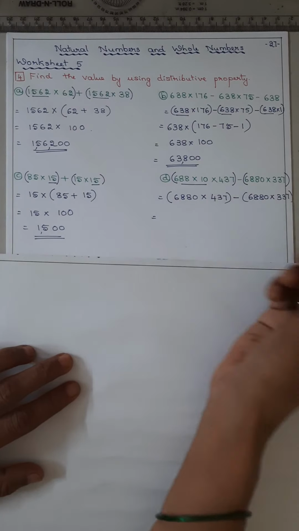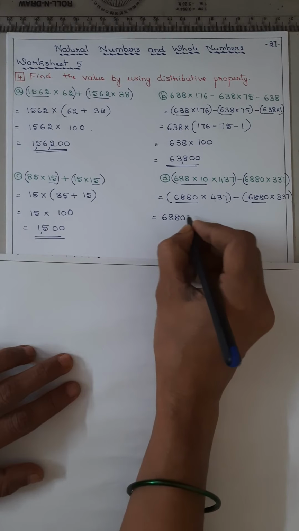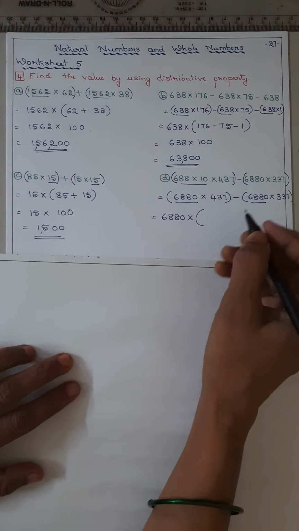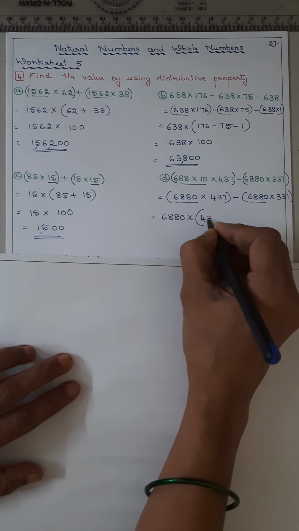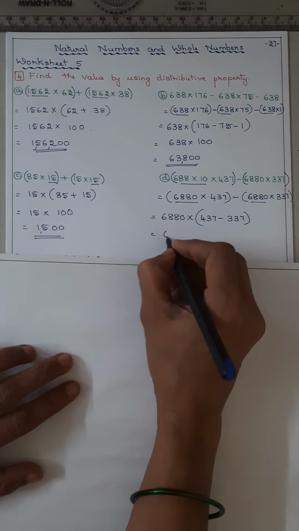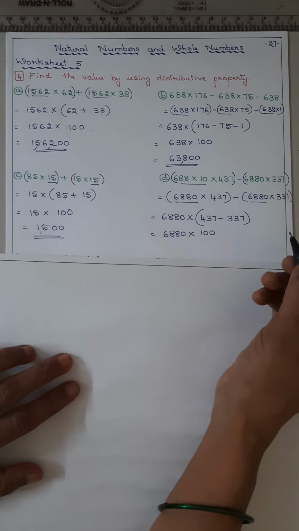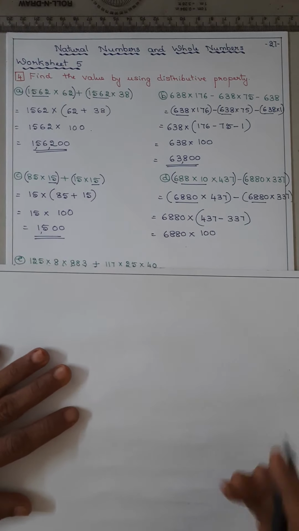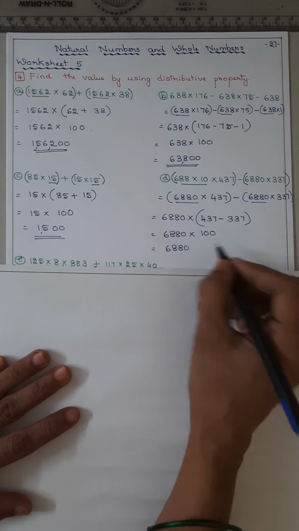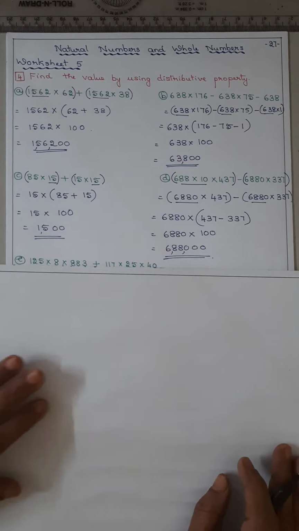Okay. Now in this 6880 is common. Take it out. Put multiplication sign, then bracket. What is remaining? 437 minus 337. So here it will be 6880 into 100. 437 minus 337 is 100. So answer is 6880 as it is, and then 2 zeros. So answer is 6,88,000.